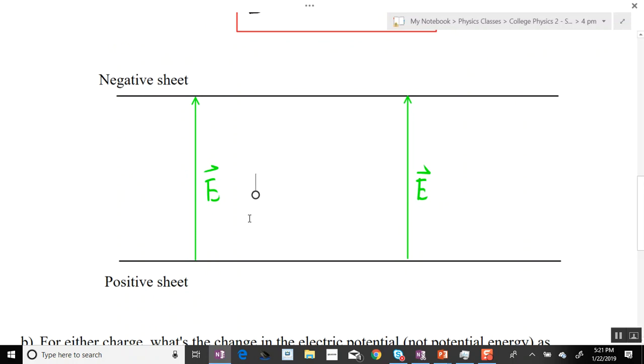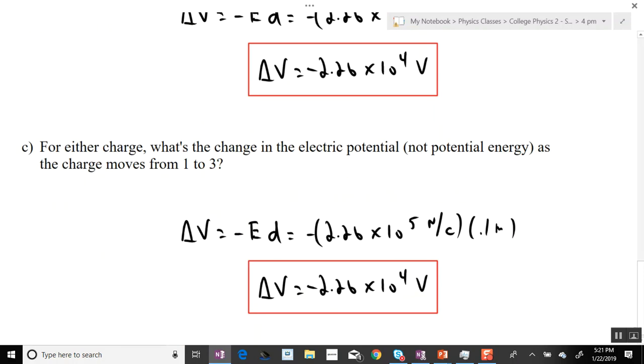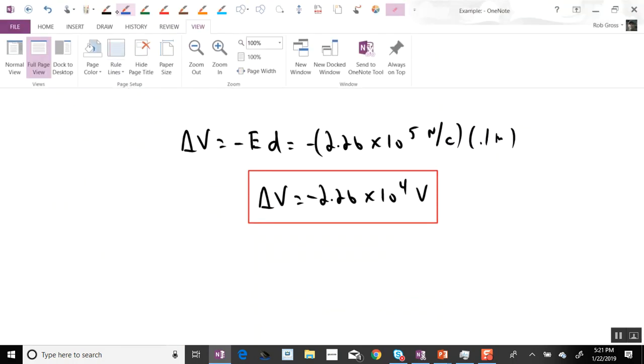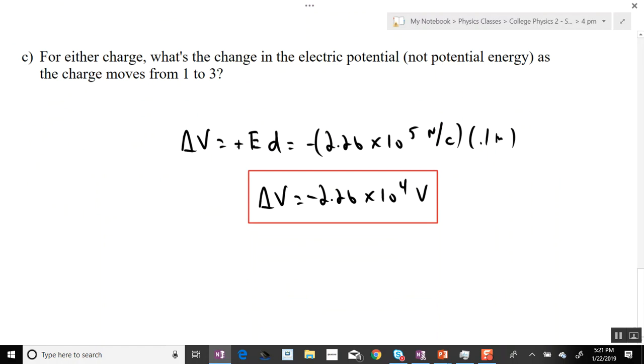potential. So instead of it being minus ED, what do you think it is? It's just positive ED. And if the E is the same, which it is, from a capacitor, it doesn't matter where you are in the capacitor, it's the same field. You're going the same distance, the same answer, except it's positive, right? So if you go 0.1 meters towards the positive plate against the field, the potential increases by 2.26 times 10 to the fourth volts, right?